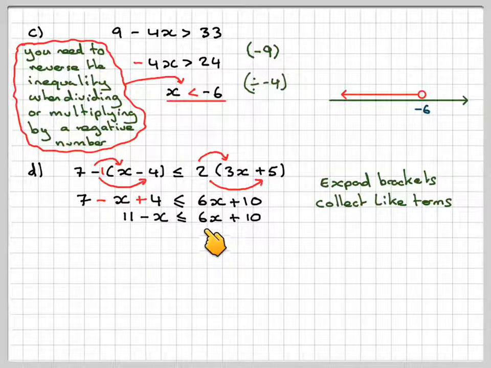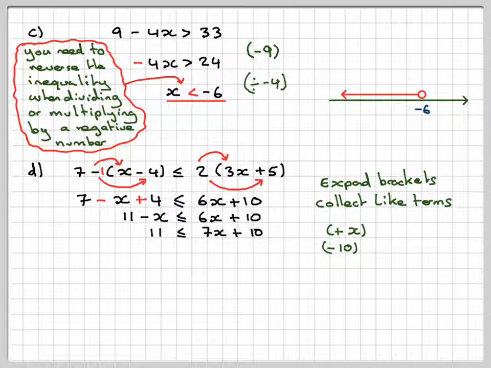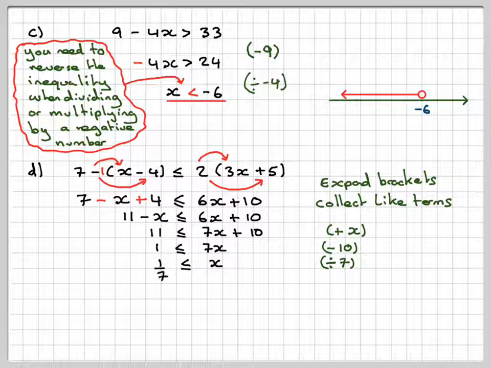Minus x is smaller than 6x, so that then we'll just add x to both sides. That's going to give me 11 on that side, and then 6x plus x on this side will give me 7x plus 10, and then take away 10, we're going to have that 7x is greater or equal to 1, or 1 is less than or equal to 7x. Dividing by positive numbers, so we don't need to change the inequality sign, x is greater than or equal to 1/7.